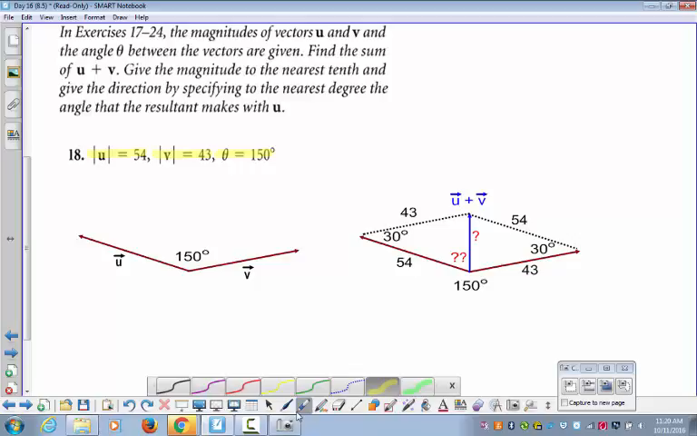All right, so it asks us the magnitude to the nearest tenth. So follow the directions. And give the direction by specifying to the nearest degree the angle that the vector makes with u, and that's the 54 length vector. So that's this unknown here. I put two question marks right there. So that's the angle, and that's the magnitude that we're trying to find.